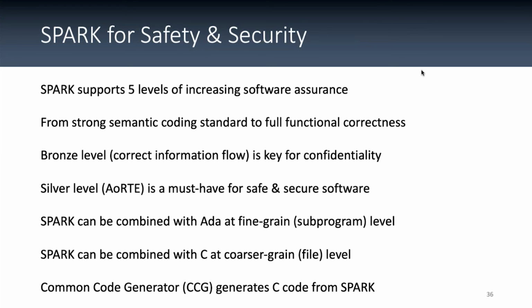So to conclude, in Spark, there are 5 levels of increased software assurance, from strong coding standard to full functional correctness. So you can stop at any level and get some guarantees. In particular, at bronze level, you get confidentiality. At silver level, you get absence of runtime errors, which is a must-have today for secure software. You can always combine Spark with Ada and C at different granularities, and you can generate C code from Spark when you have a compiler for your targets.